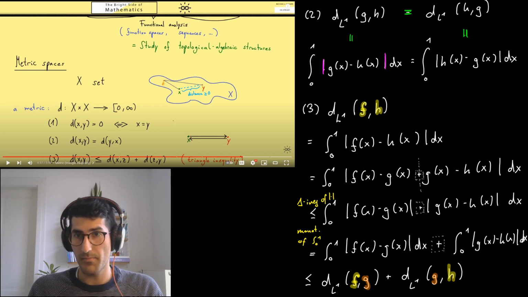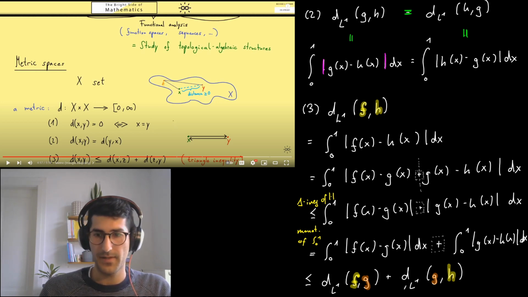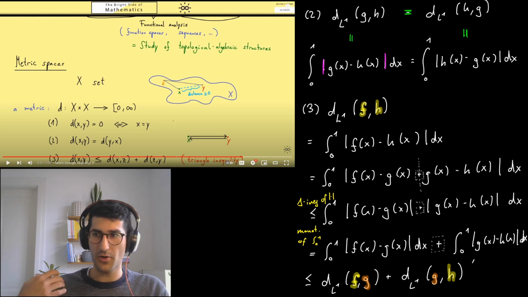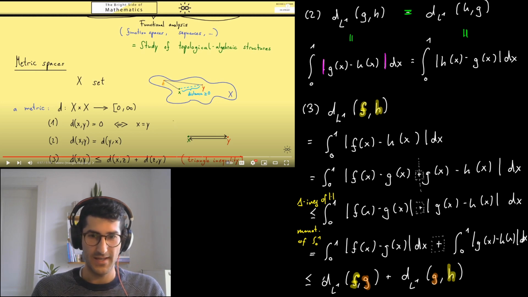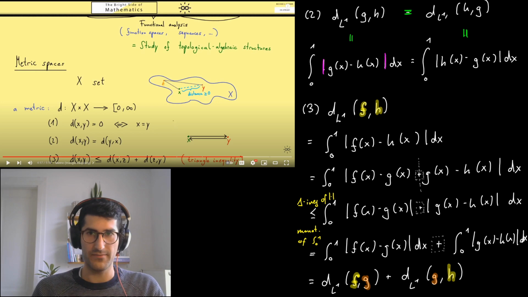And now let's compare what we have reached. We have here a difference of f and g, integrated. Well, this is just the left metric here, the distance between f and g. And on the right hand side, we see that we have the corresponding expression for the difference between g and h. So this here is actually an equal sign per definizione.